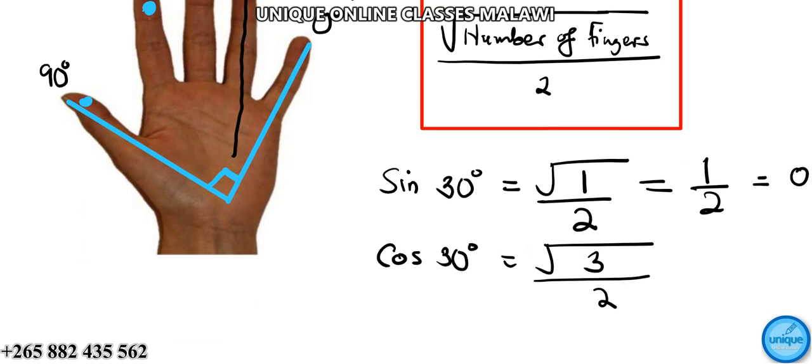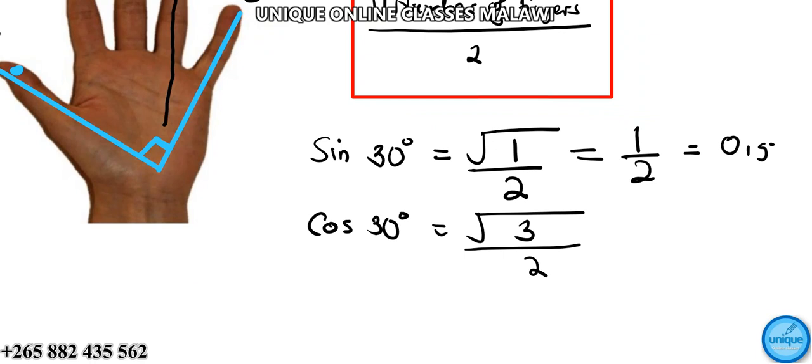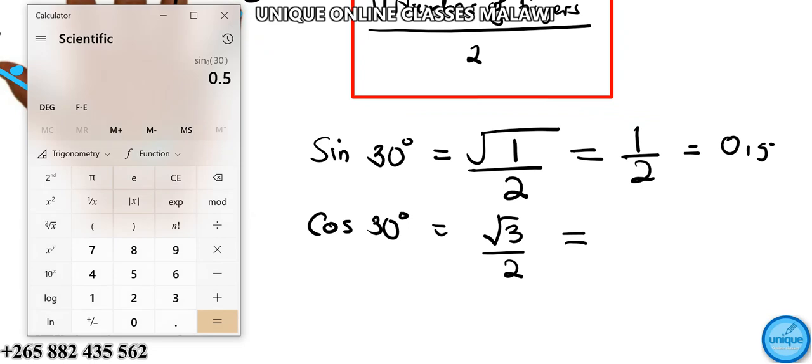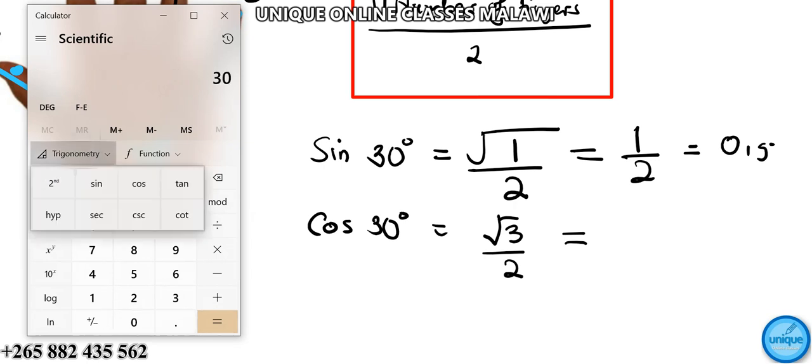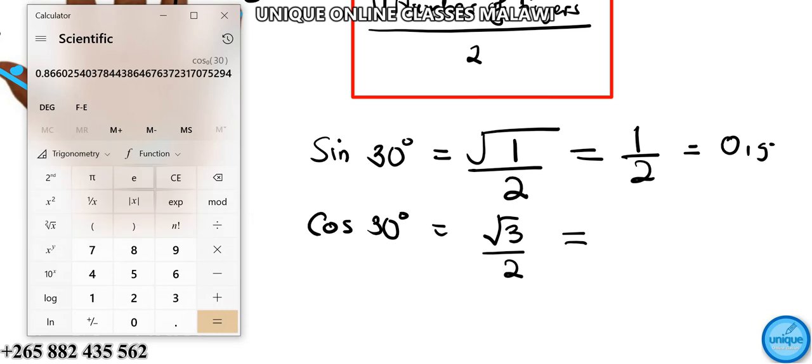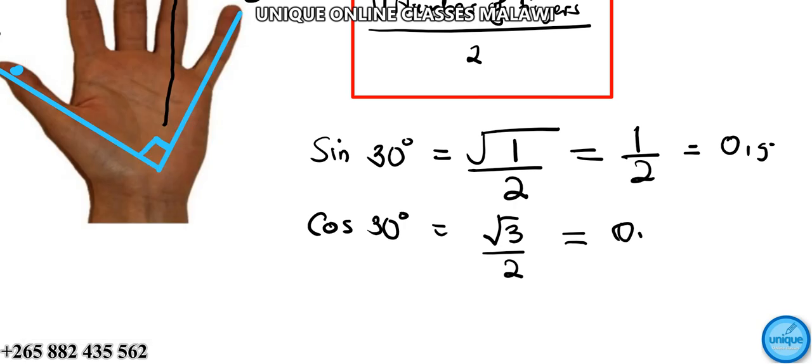You see? So cos of 30 is the same as writing root of 3 then divide by 2. Ready? Root of 3 divided by 2. And if you take your calculator, we type root of 3. So we have this root of 3. Then divide by 2. You see the answer is 0.8660. And if we type cos 30, you see the answer comes out the same, 0.8660. You see? I hope you understand.